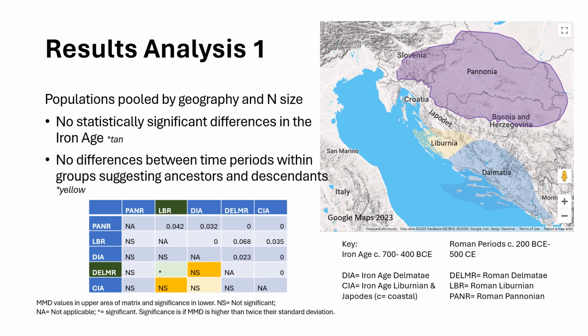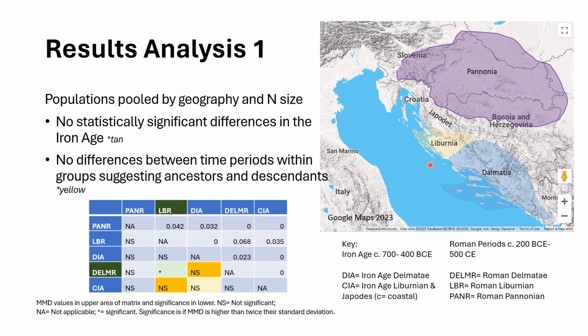These results do not support any statistically significant differences among everyone examined in the Eastern Adriatic and hinterland during the Iron Age. You can see that in the tan square. Additionally, this analysis did not find differences within groups between ancestors and descendants, which are represented by populations that have 2 time periods. So you can see here we have Pannonia.